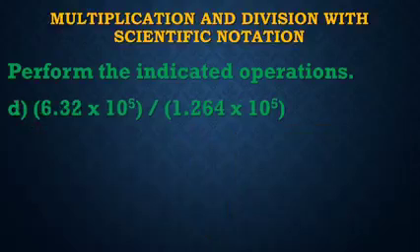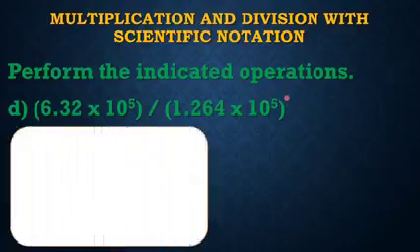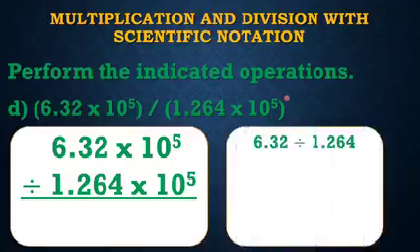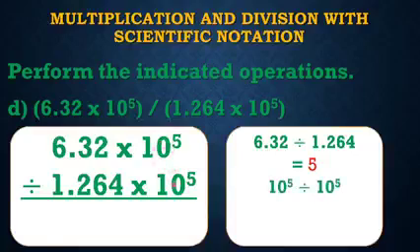Okay, for the last item, we have 6.32 times 10 raised to 5 divided by 1.264 times 10 raised to positive 5. Okay, so again, our rule when dividing scientific notation, we divide our mantissas first. That is 6.32 divided by 1.264. It will give us a quotient of positive 5. What we will do with the exponential number is divide. That is 10 raised to 5 divided by 10 raised to 5. Okay, since the operation is division, we will subtract the exponent and copy the common base, which is 10.